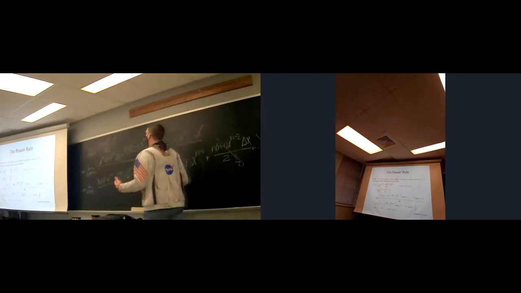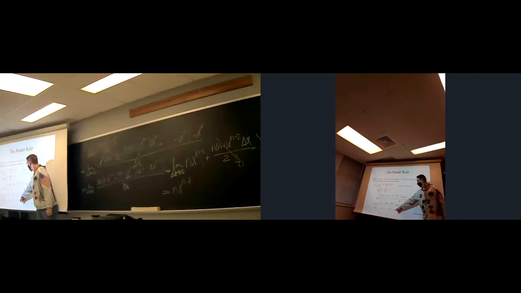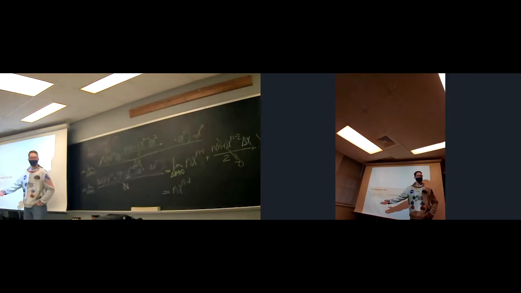So, again, this is called the power rule. And what we've just found is that the derivative of x to the n is going to be equal to n times x to the n minus 1. Voila, the power rule. This was the rule that I used the other day to know what the answer to that problem was.